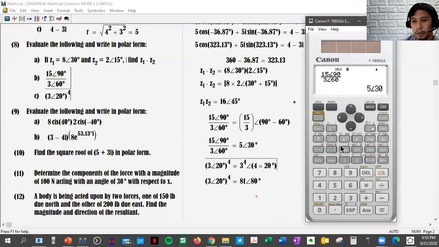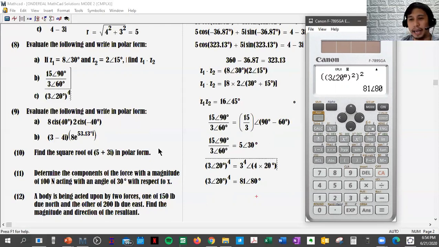Trying it in our calculator, 3 angle 20 degrees. Okay, pwede ka mag-include ng degree sign, raised to 4 na. Expect for this to become math error. Now, why? Kasi in calculator, again, it can't evaluate the power of a complex number with a power greater than 3, no? So, yung gagawin natin dito, pwede tayo mag-square nito. Okay? Mag-square tayo nito, then square again. So that the power will become 4, right? Square, square. So let's say 81 angle 80 degrees. So that's the answer for letter C.